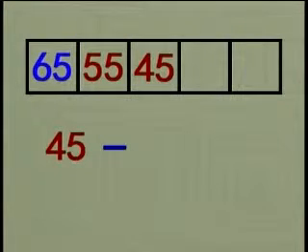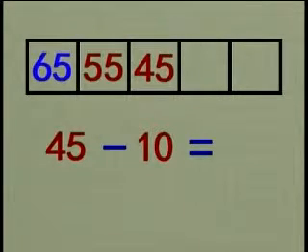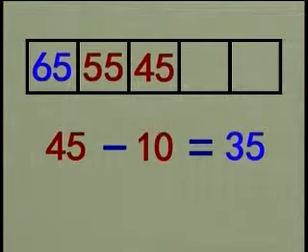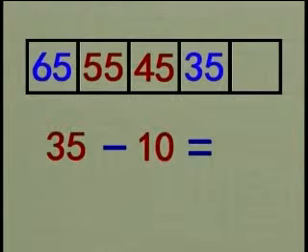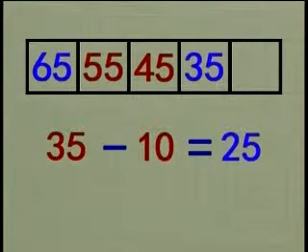What do you think the next number would be? 45 minus 10 is 35. The number is 35. And the last number will be 35 minus 10, 25. The missing numbers are 65, 35, and 25.